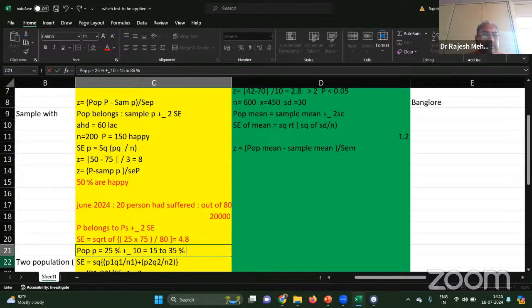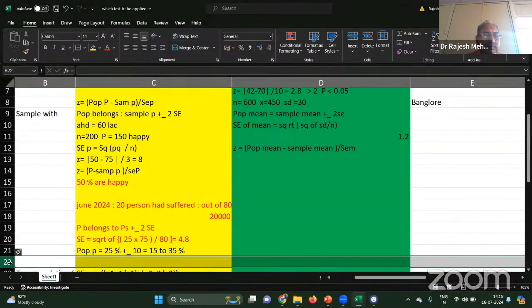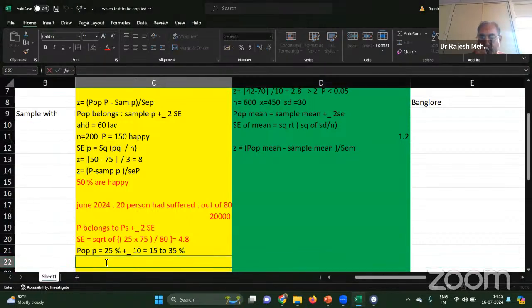That means 15% of 20,000 population would be, if you take 10%, it is 2,000, so 3,000 to 35%, which will be almost equal to 7,000 persons would be sick according to this data.